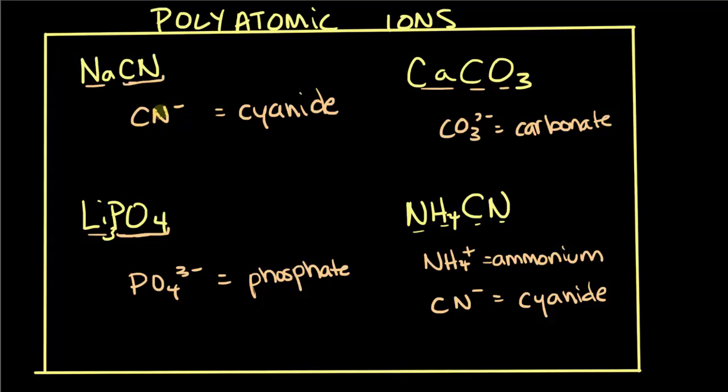So polyatomic ions are just an extension of types of ionic naming. They still obey the rules of ionic naming that we laid out before.